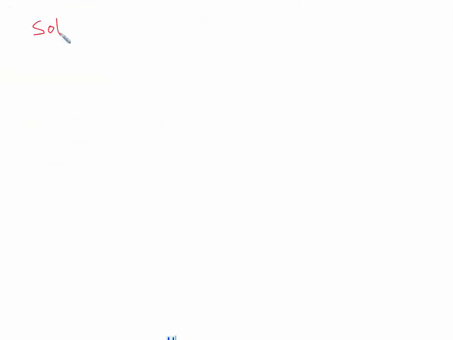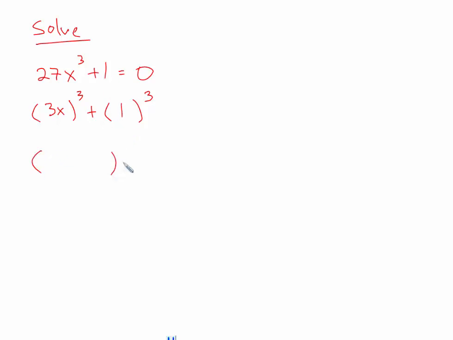Let's say we need to solve 27x to the third plus 1 is equal to 0. So in order to solve this, the first step, we need to factor. So when we factor, you look for a GCF. Is there a GCF? There's no GCF. So then we're going to factor this. So then we recognize, oh, this is a sum of cubes. What cube gives you this? 3x. What cube gives you this? 1. So let's factor this.